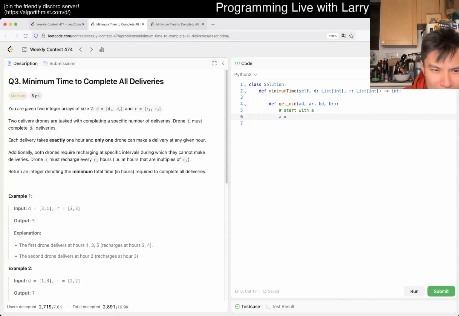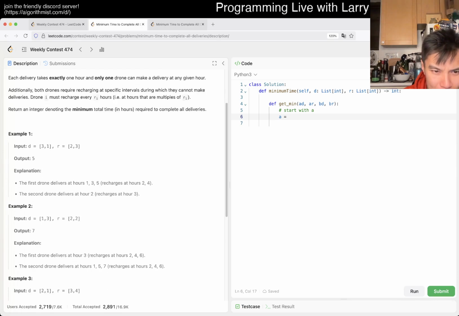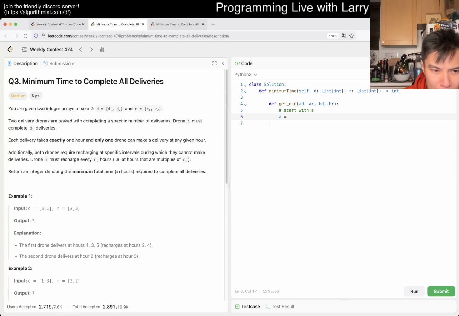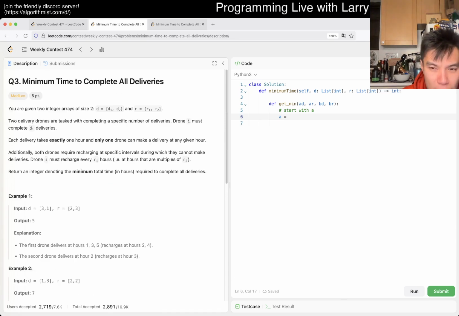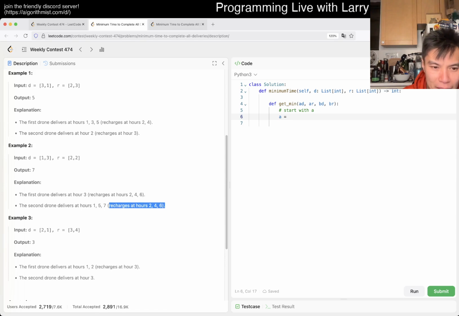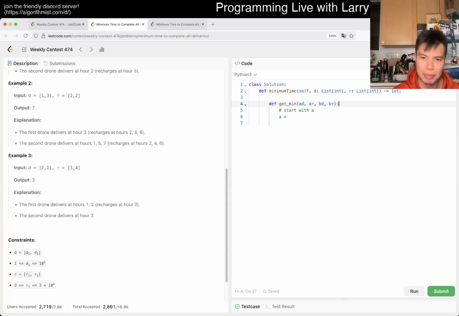Maybe I misunderstood this actually. Every R hours. I thought they make one delivery and then they recharge. I think this is the opposite of what I was thinking. Okay, so they recharge. So that means those are the only times they cannot make a delivery, and then you fit in everything else. So maybe it is binary search then, because then you could do the math that way on whether you could fit it or not, right?